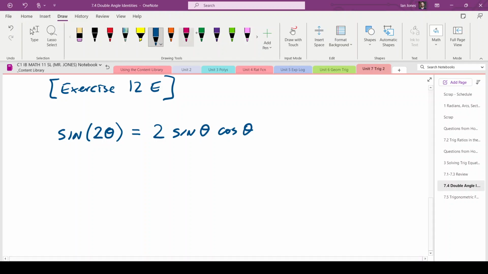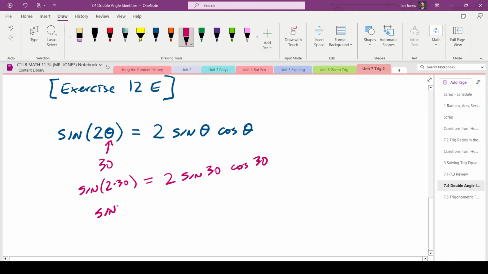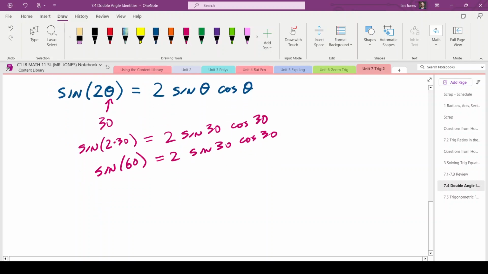If you pick, for example, 30, and you plug it in there, this is saying that sine of 2 times 30 is equal to 2 times sine of 30 times cosine of 30. Well, 2 times 30 is 60, so saying sine of 60 is the same as 2 times sine 30 times cosine of 30. What's sine of 60? Well, this is a special angle. It's root 3 over 2.